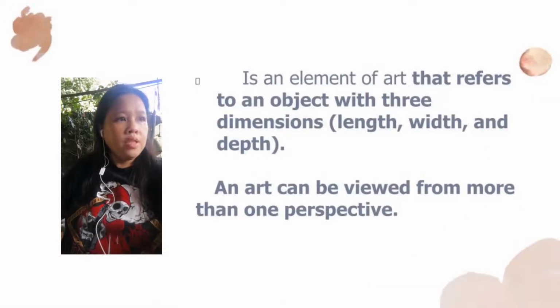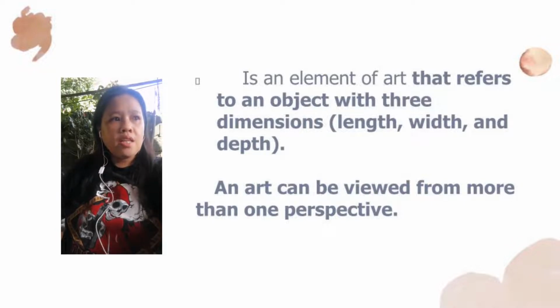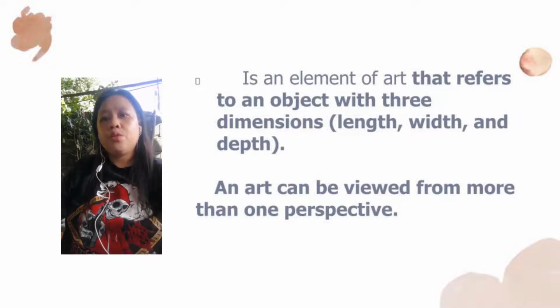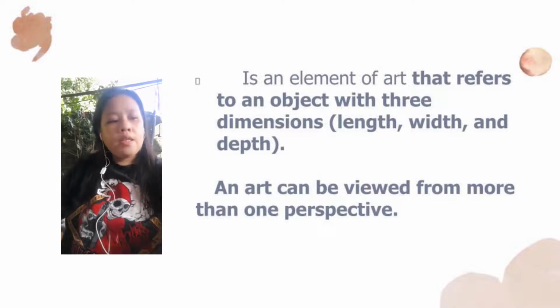So form is an element of an art that refers to an object with 3 dimensions, namely the length, the width, and the depth. So length means to say ang haba, width ang lapad, and depth ang lalim.